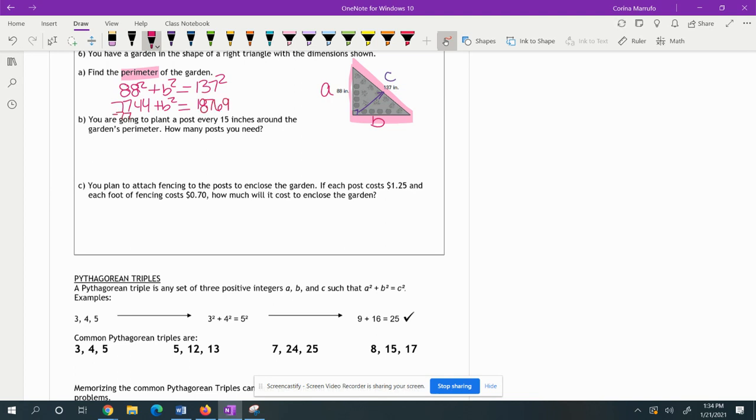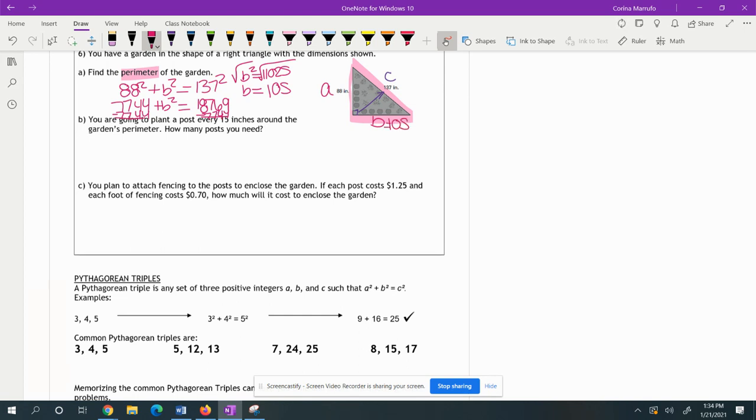We're going to move this 7,744 to the other side by subtracting it. And so that gives us 11,025. So B squared equals 11,025. We go ahead and take the square root of both sides, and we get B equals... Now this one gives us 105. So actually it gives us a whole number. We don't get a decimal here. So this one is 105.